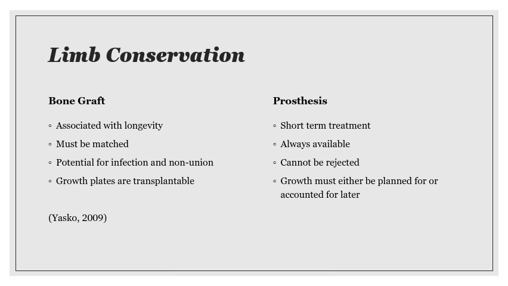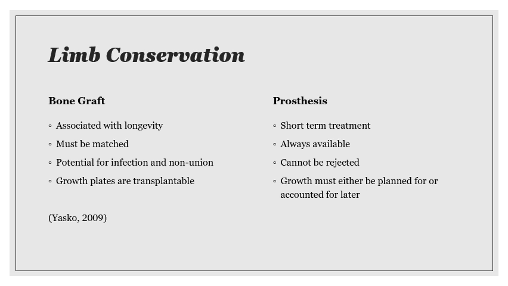So moving into the limb conservation discussion, we really have two options thanks to modern medicine. We can do a bone graft or we can do prosthetics, and some surgeons have been using a combination of both. Assuming you can find a match, similarly to an organ, you can graft bone from another patient into the osteosarcoma patient. Because it's a live transplant, the transplanted tissue must be matched, and there's a potential for infection and non-union. The body can reject the transplant.